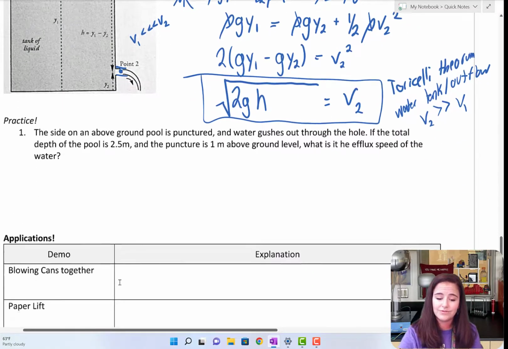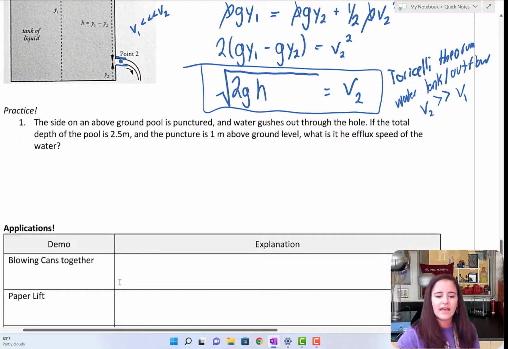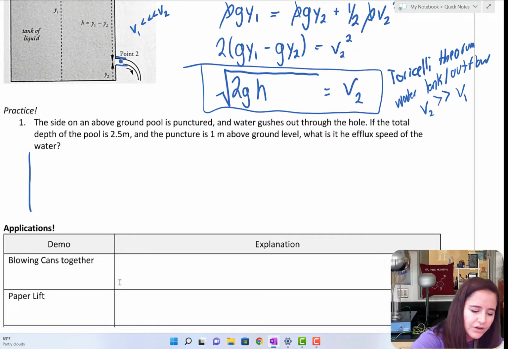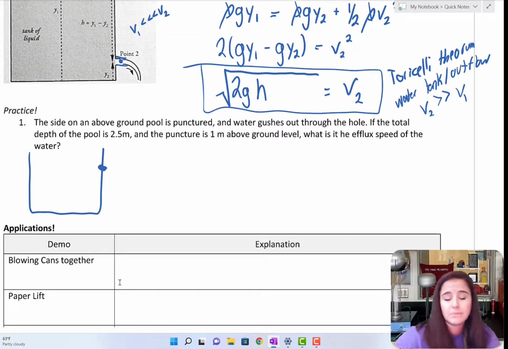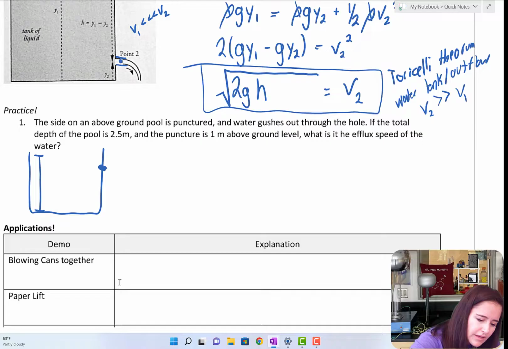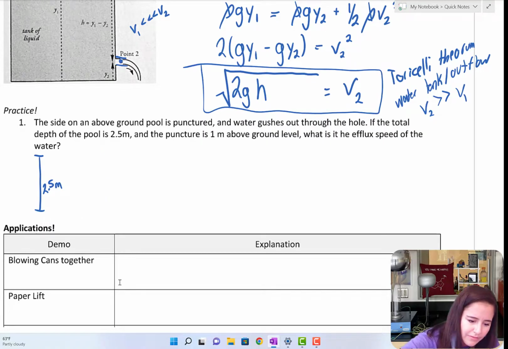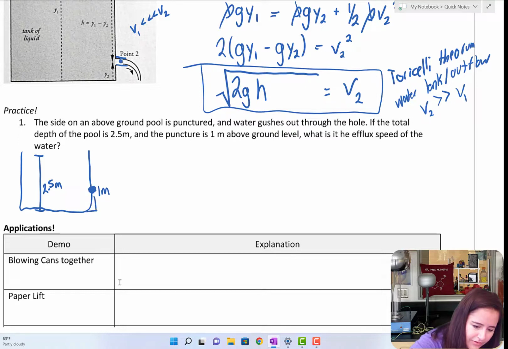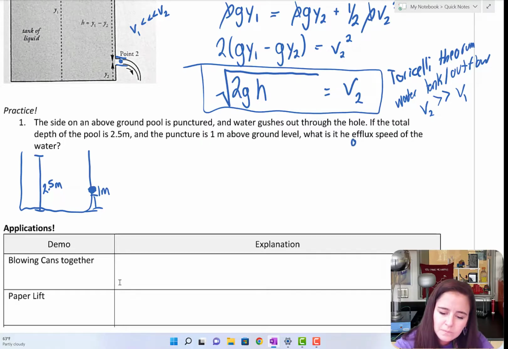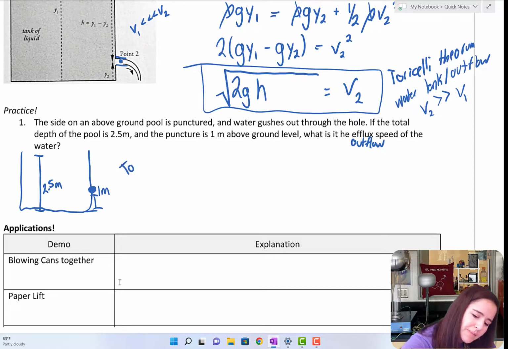So let's go ahead and do that as an example problem. The side of an above ground pool is punctured and water gushes through the hole. Big pool, little hole. If the total depth of the pool is 2.5 meters, and the puncture is 1 meter above ground level, so I should probably draw a better picture there. And the hole is 1 meter above ground level. What is the efflux speed or the outflow speed of the water? So Torricelli's applies.